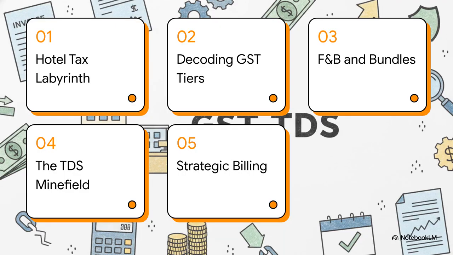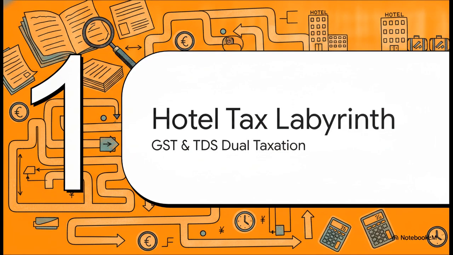To give you a clear, structured roadmap today, we're covering 5 key areas. First, the hotel tax labyrinth. Second, decoding GST tariff tiers. Third, food, beverages, and bundles. Fourth, navigating the TDS minefield. And finally, strategic billing and compliance. All right, starting off with part 1, the hotel tax labyrinth.